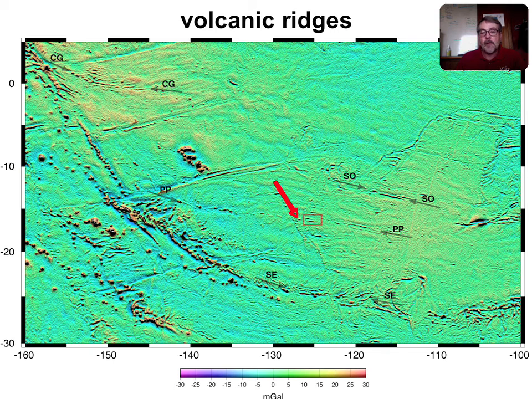Okay, so superimposed on these gravity lineations are volcanic ridges. And when you do the analysis, you'll find that these volcanic ridges primarily occur in the troughs of the gravity lineations. They aren't in the crest, they're in the trough, which is very odd. You'd expect them to be on the top, maybe where it's hotter, but in fact, they seem to be in the troughs. And I'll zoom in on some examples of these ridges in the next slide.